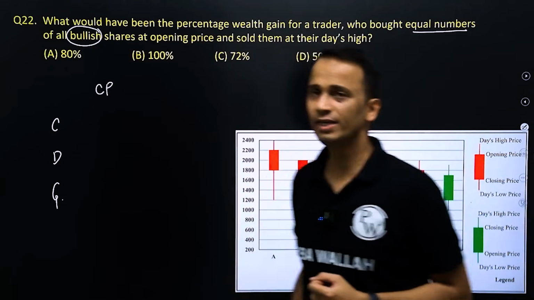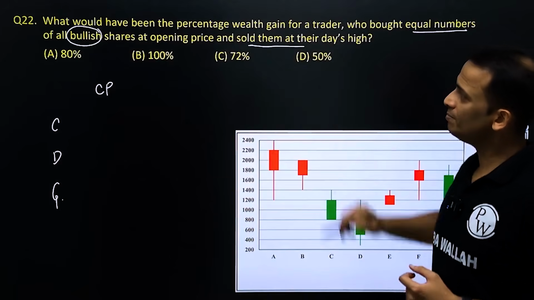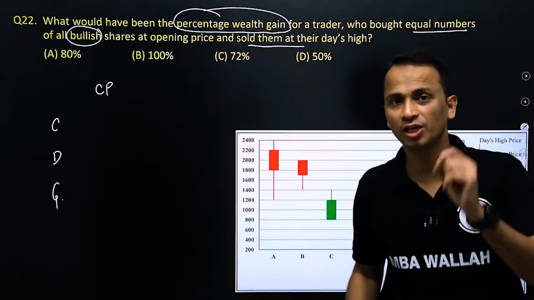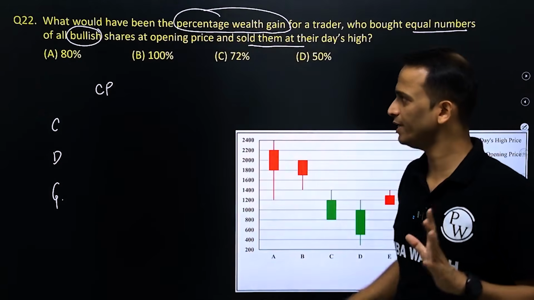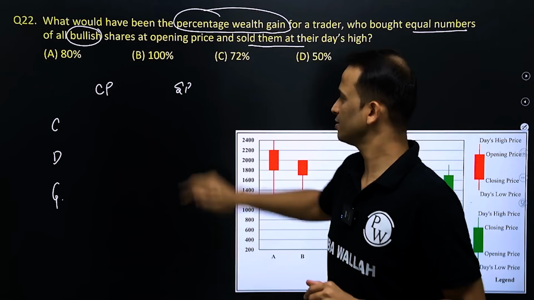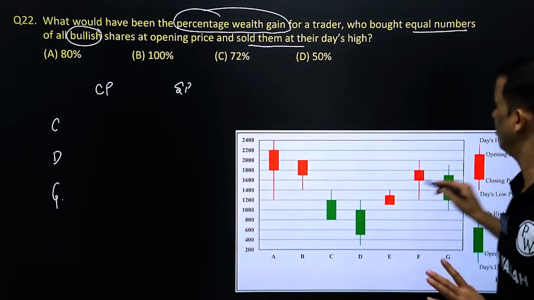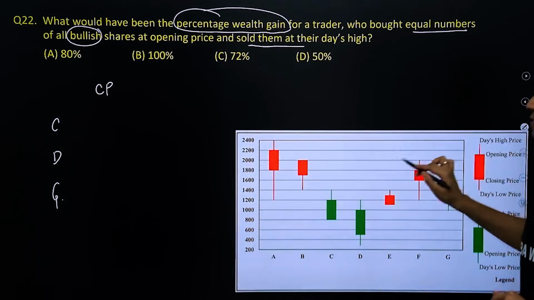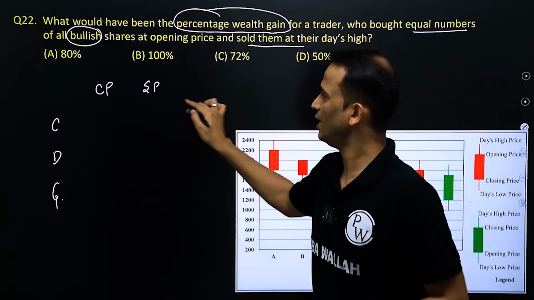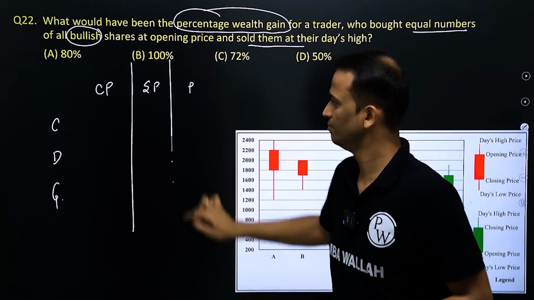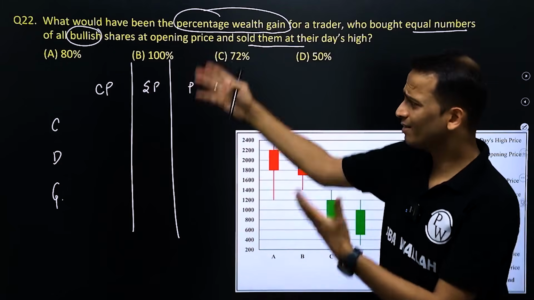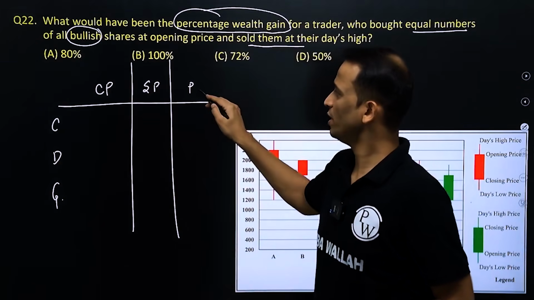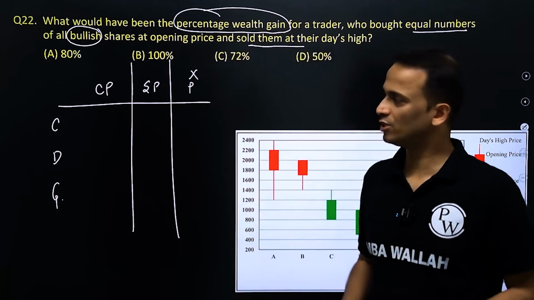Cost price, right? And then I'll sell them, okay? And I'll have to find percentage wealth gain, percentage profit. All right. So cost price, selling price, I'll calculate, right? I'll write at what price they are buying and at what price they are selling. So selling price, and I'll write the profit as well. Or I'll calculate total selling price, total cost price, and then we'll take the difference. So I'll not have to calculate the individual profit as well.